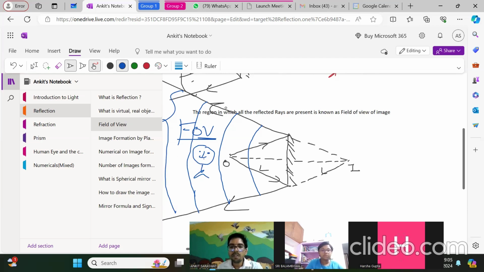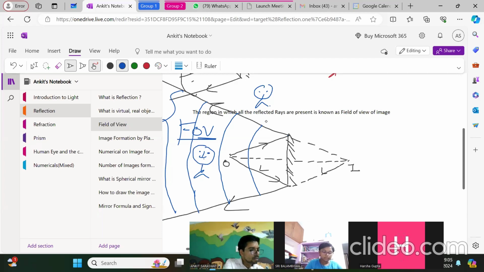But if this object is not in the field of view, then he can't see the virtual image of this image. For example, if this object is here, he can't see this because in his eye no reflected ray entered. Clear? Yes, sir. Field of view means the region in which all the reflected rays are present. Clear? Any doubt? No doubt, sir.